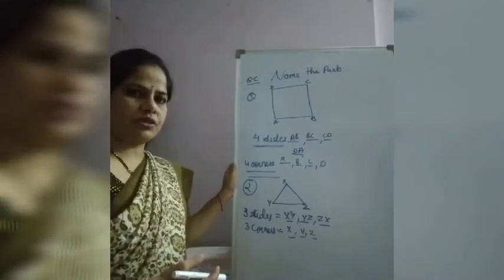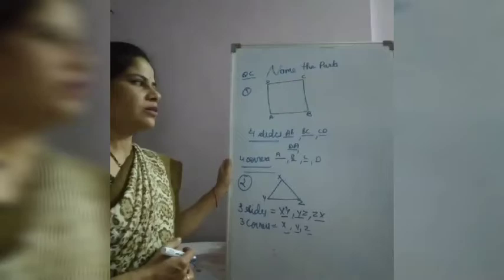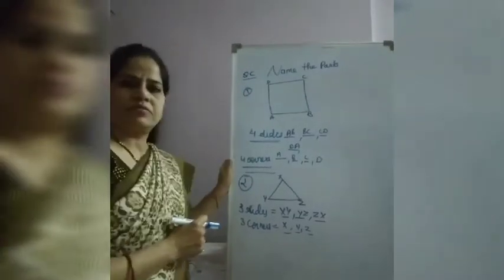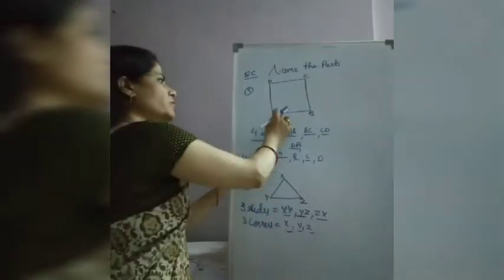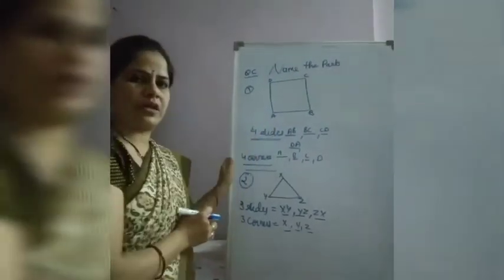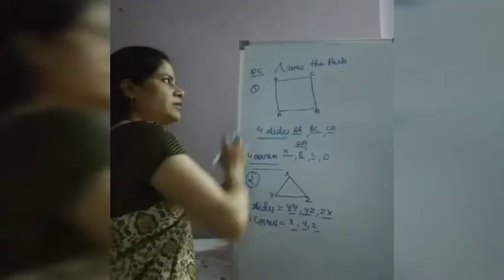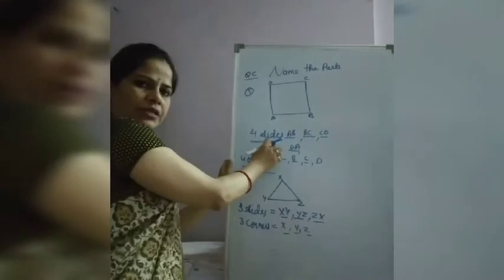Now in next question you have to write the parts of given figure. Okay, first figure. See, what is the first figure? You can see in this figure all the sides are equal. Okay, so this is square. Now you have to write the parts of square. So first you will write 4 sides.